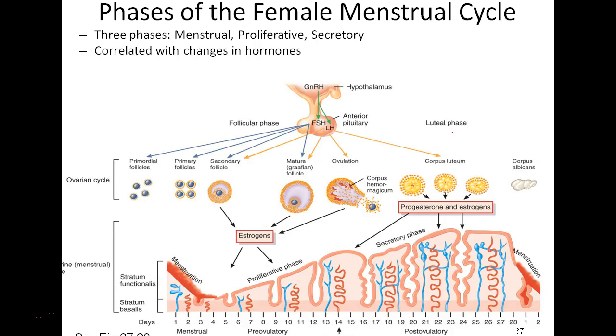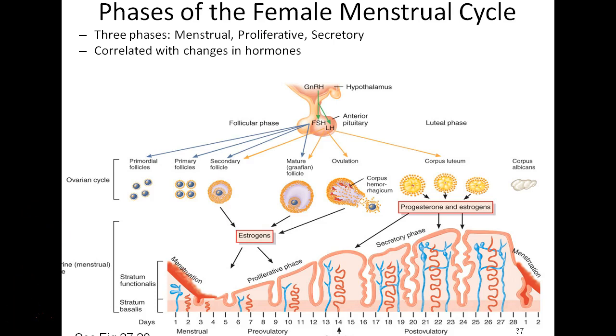And here we have phases of the female menstrual cycle. Notice that this diagram relates the uterine walls on the bottom of the diagram, showing the ovarian cycles in the middle, correlated with the actions of the pituitary gland. So as we mentioned earlier, we have 3 phases of this menstrual cycle. We have the menstrual phase, the proliferative phase, and the secretory phase. And these are all going to be correlated with changes in hormones. So let's look at some of these relationships.